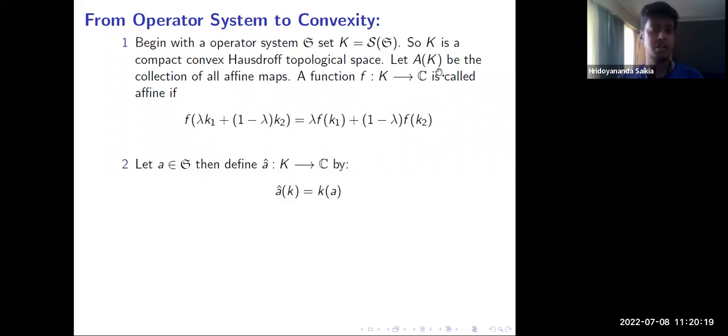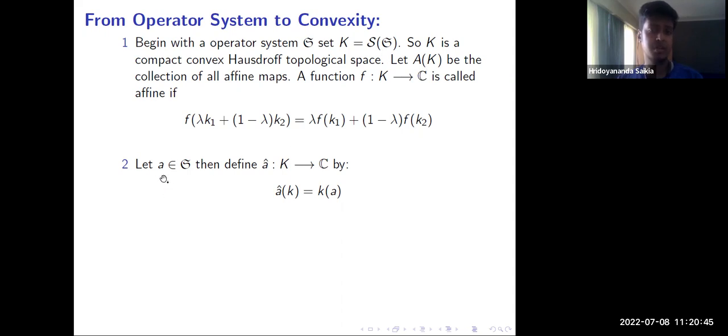All right. Now, what we have till now is that we start with an operator system S. We have associated a convex set K, which is the state space of S. I denote the set of all affine functions by A(K).